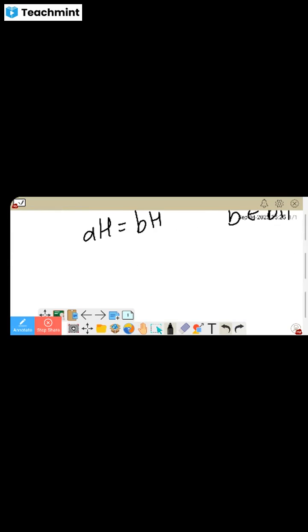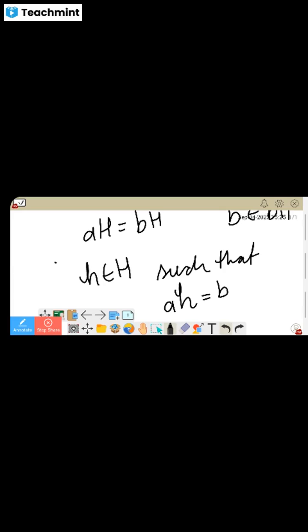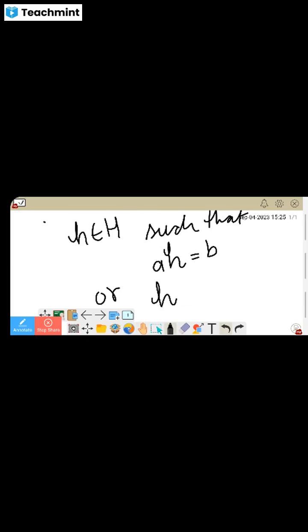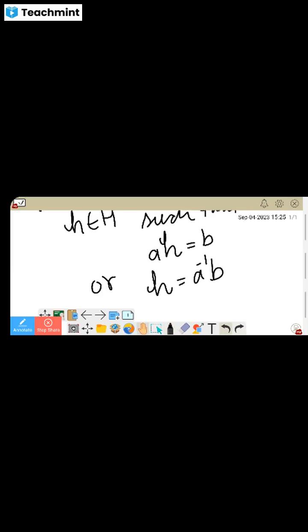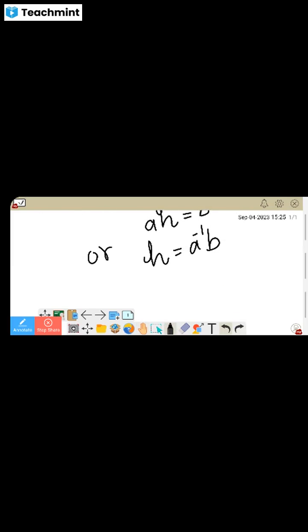And H belongs to capital H such that AH is equal to B, or we can write in this form like A inverse H is equal to A inverse B, because we need to take inverse into B, and since H belongs to capital H, so A inverse must belong to this capital H.